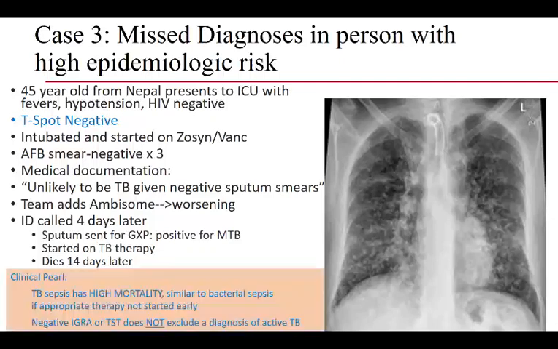A clinical pearl here is that when a person presents with TB sepsis, there is very high mortality, similar to bacterial sepsis, if appropriate therapy is not started early. In this case, nucleic acid amplification testing could have and should have been performed according to current clinical practice guidelines and may have allowed for earlier recognition and diagnosis of tuberculosis and more prompt initiation of therapy. It is important to also recognize and remember that a negative IGRA or tuberculin skin test does not exclude a diagnosis of active TB disease.